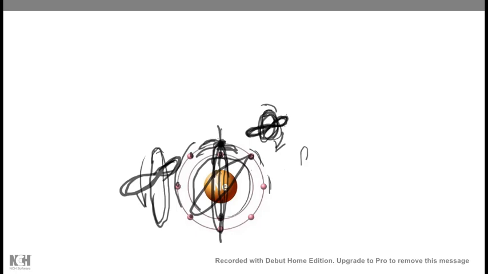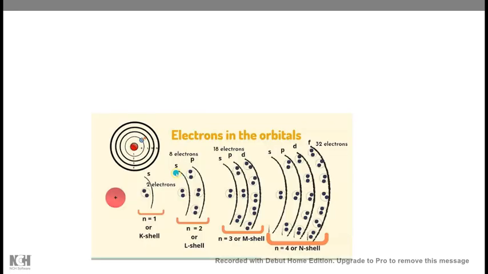Let me bring this down to just make the point here. Sorry, I just want to hide that. Make the point here. This is a diagram.